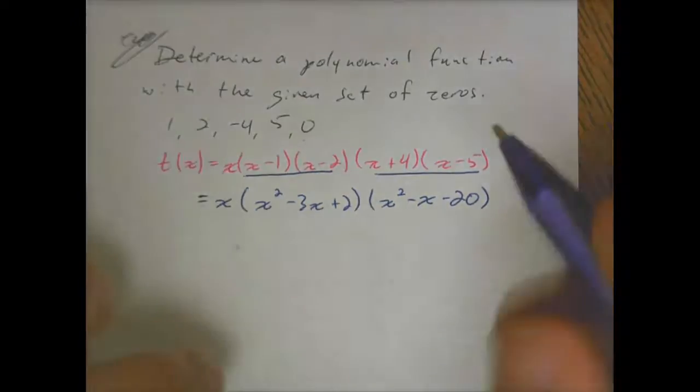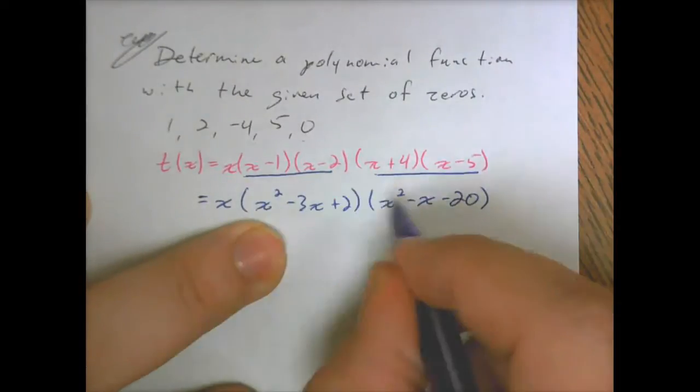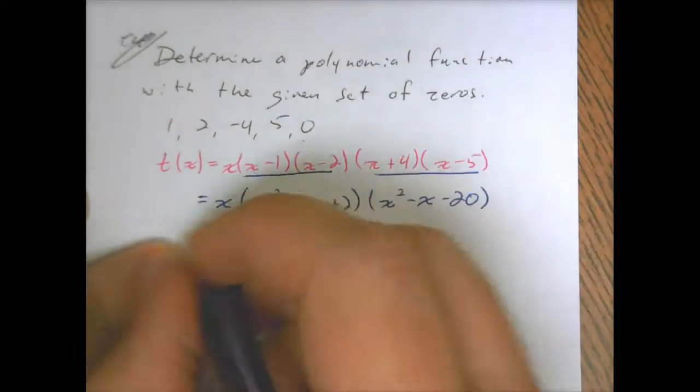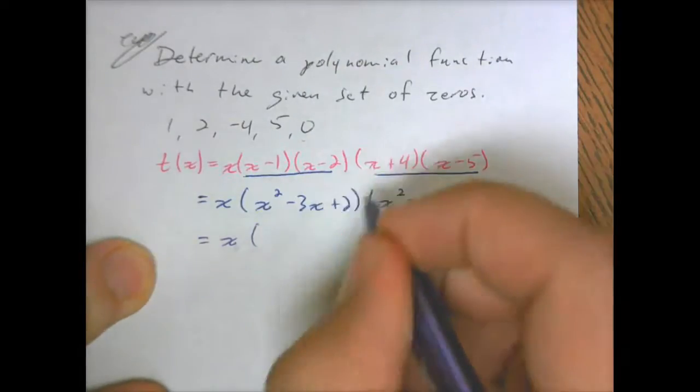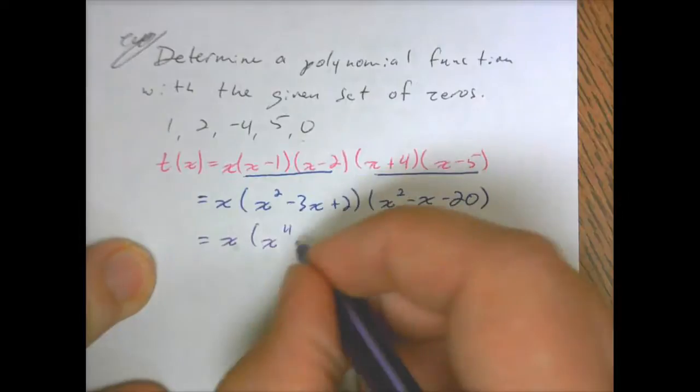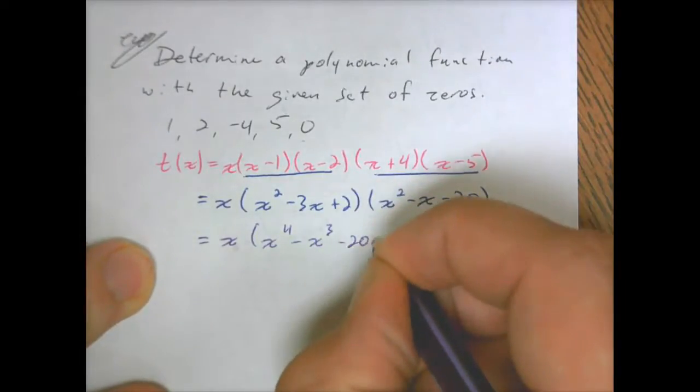And then it's just a matter of distributing everything here to everything in this trinomial. So I'll still leave that x on the outside. I'll just wait till the end to distribute that. So x squared times x squared, x to the fourth, minus x cubed, minus 20x squared.